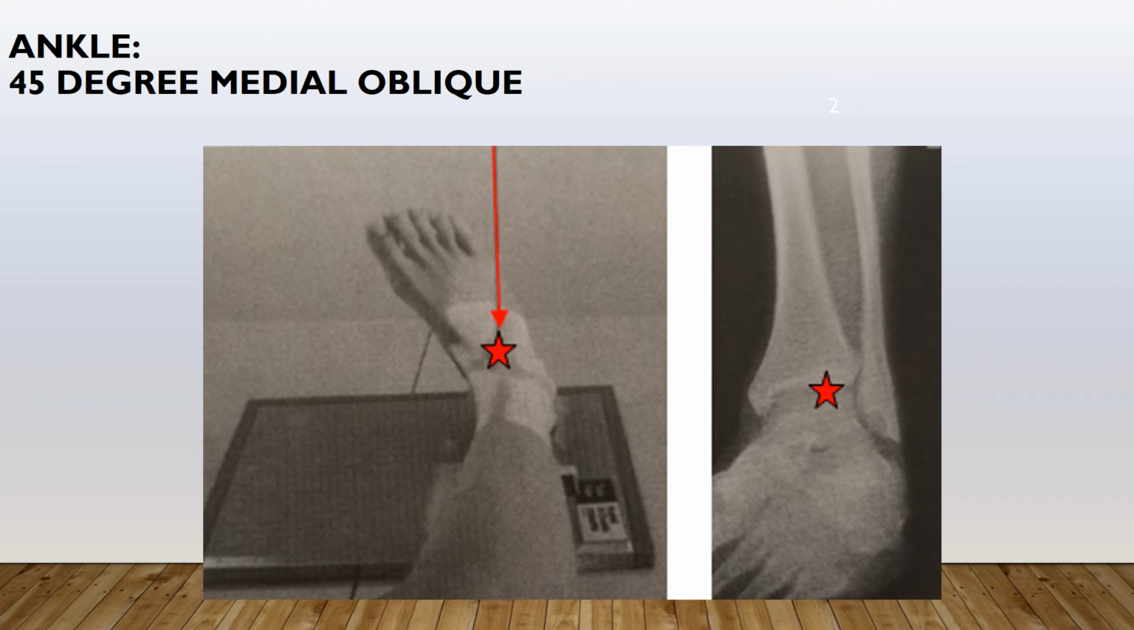Here is another oblique of the ankle, but this one is going to be a 45-degree medial oblique. The patient is going to be supine or seated on the table. Rotate the leg and foot 45 degrees medially. The central ray is going to be vertically between the malleoli. When you're looking at the image, the distal 1/3 tibia and fibula, malleoli, talus, calcaneus, and proximal half of the metatarsals are within the collimated field.